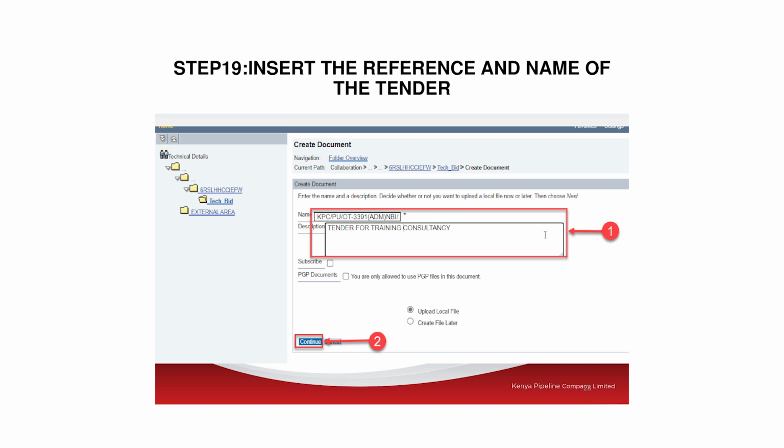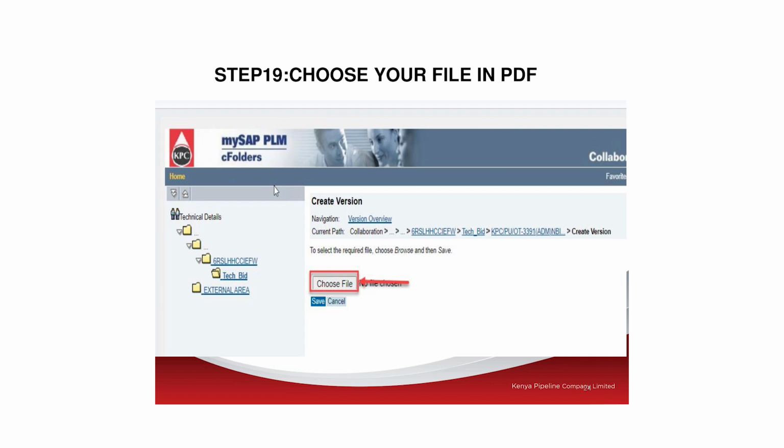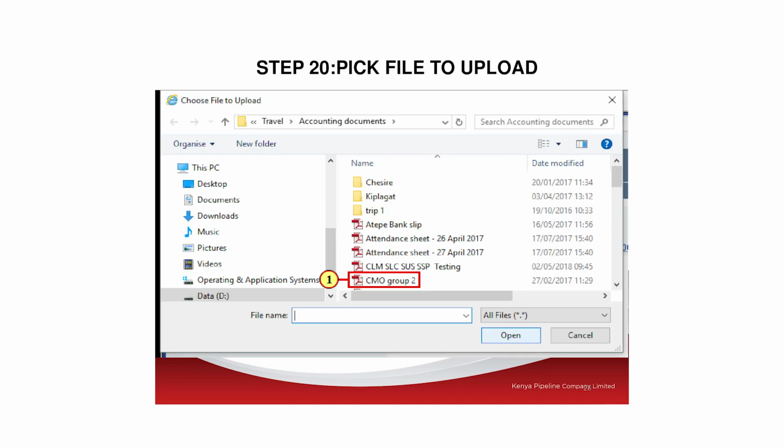Remember, it's the tech bid, not the entire quotation. Below it, give a name of the tender you are responding to. For example, in my presentation, this was a sample for tender for training consultancy. You put it down there. Then, by default, upload the local file and click on Continue.